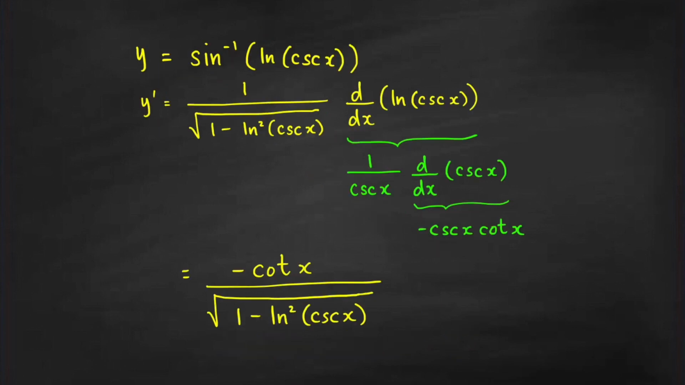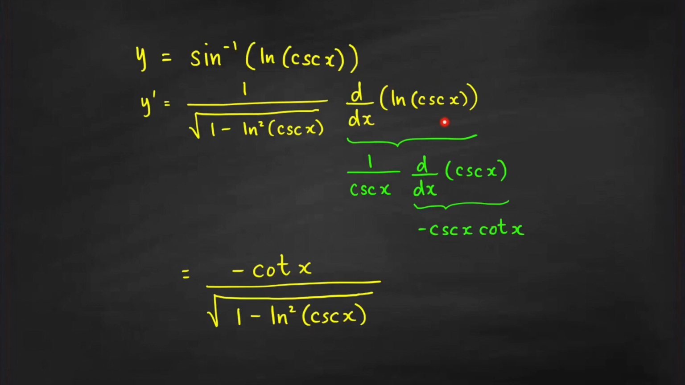Moving to our next problem, let's find the derivative of y, which is equal to sine inverse of ln of cosecant x. So what is the form of our function? It is sine inverse of a function, sine inverse u. But we already have a formula for the derivative of sine inverse u, and that is 1 over the square root of 1 minus u squared times the derivative of u with respect to x.